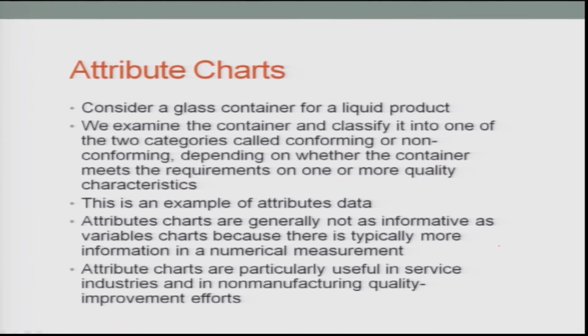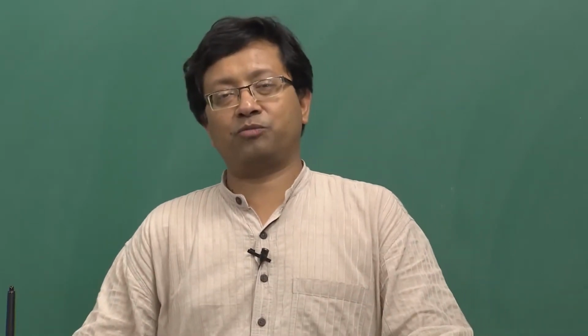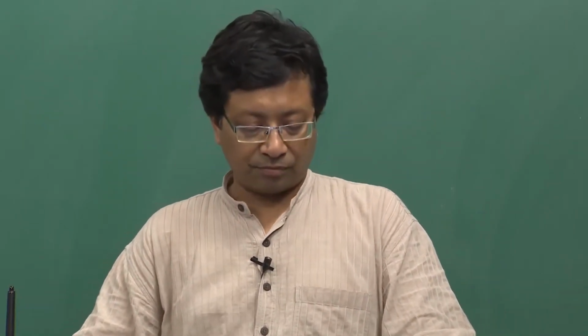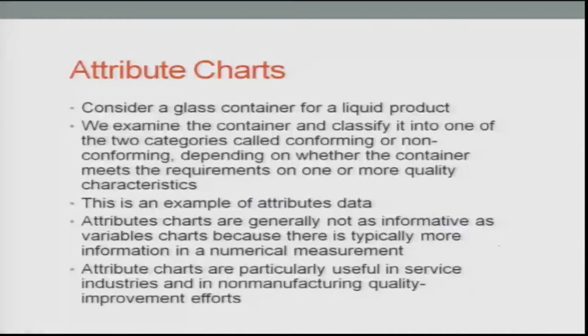This depends on whether the container meets the requirements, whatever the requirements, may be color, may be shape, may be the crushing power. Like say for example, I want to manufacture some cans, and the cans after usage should be crushed very easily such that they cannot be reused. So, obviously my main focus from the point of view of the attributes would be how easily they are crushed. So, depending on whether the container meets the requirement on one or more quality characteristics, this is an example of attribute data.